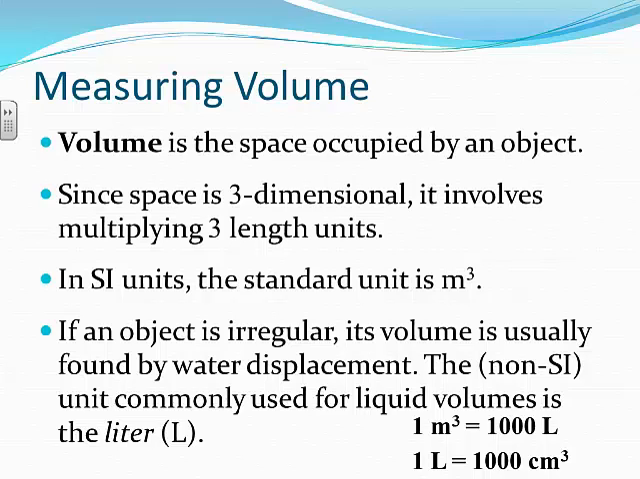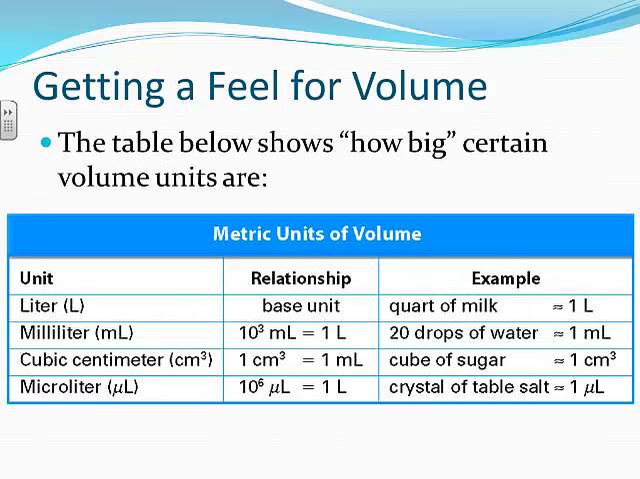The non-SI unit commonly used for liquid volume is the liter. You can convert from this non-SI unit into an SI unit for volume by understanding that 1 cubic meter is equivalent to 1,000 liters, and 1 liter is equal to 1,000 cubic centimeters if you're dealing with a very small quantity. Take a moment to look over this table.